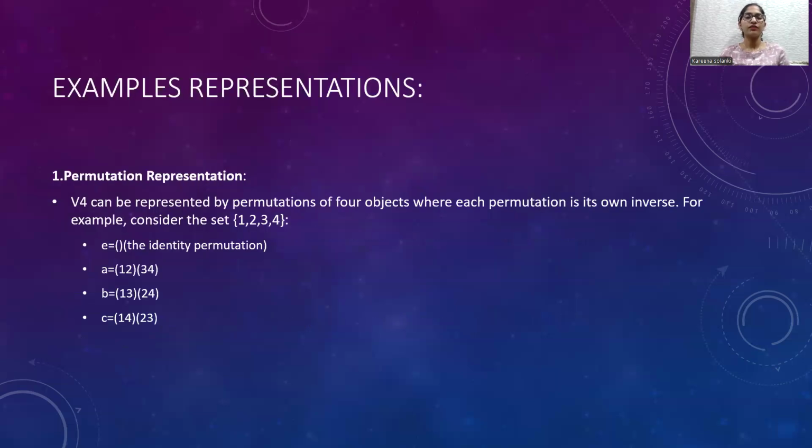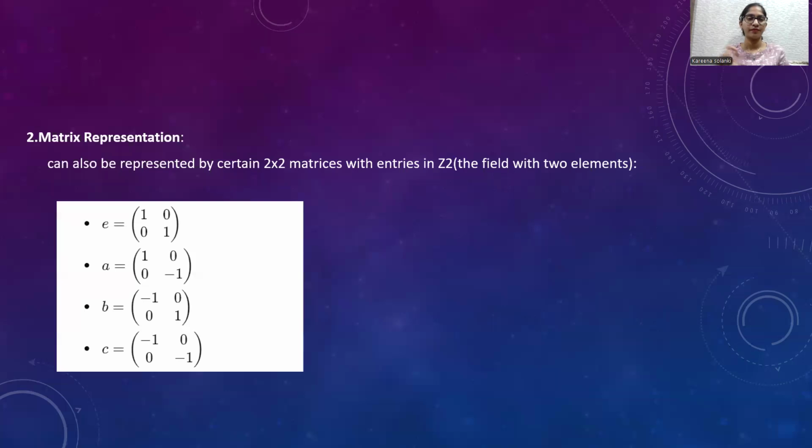Example. There are two types of representation. One is permutation representation. V4 can be represented by permutations of 4 objects where each permutation is its own inverse. For example, consider the set {1, 2, 3, 4}. Here e is the identity permutation and a, b and c are the other permutations. The next one is matrix representation. It can also be represented by certain 2 by 2 matrices with entries in Z2, the field with 2 elements.